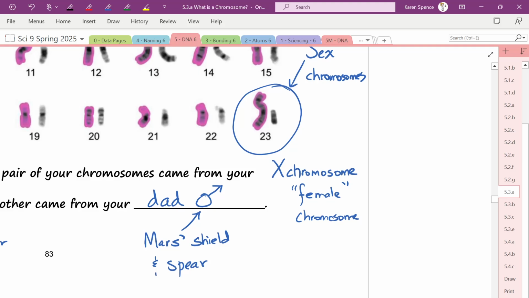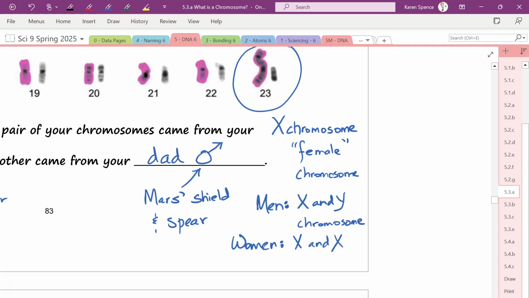Except that not only women have the X chromosomes. Men have an X and a Y chromosome. Women have an X and an X chromosome.